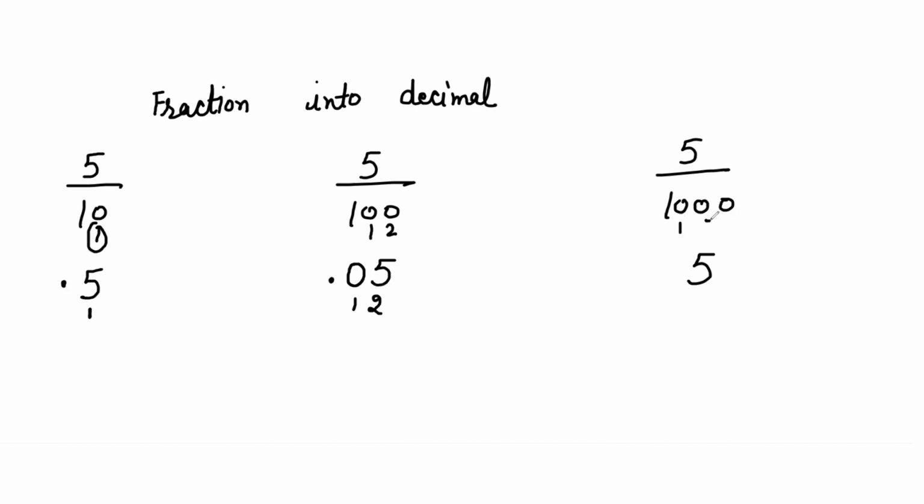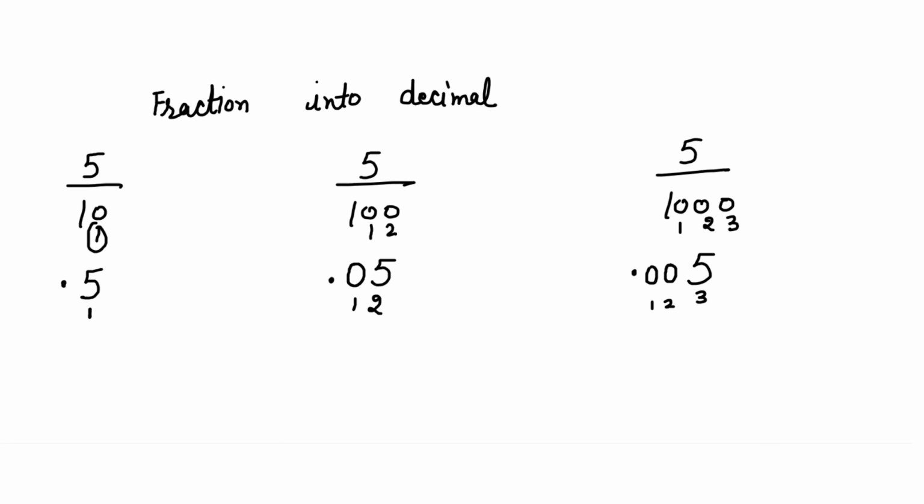Here we have 1, 2, 3 zeros. So yes, you got it right. Now we need 3 digits after the point, so point 1, 2, 3. We have to add 2 zeros here so that we get 3 digits after the point. This is how we can change fractions with 10, 100, 1000, 10,000, lakh, 10 lakh in the denominator.